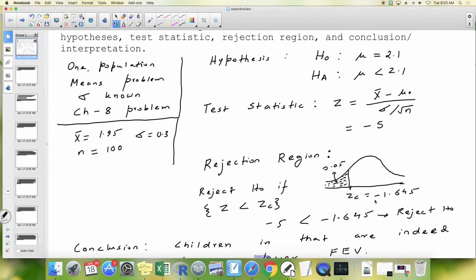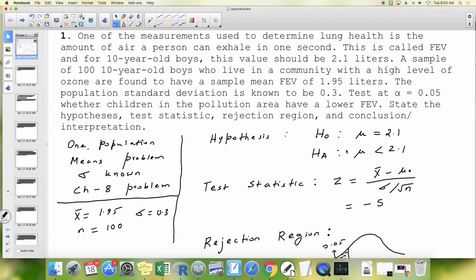I just rejected H naught, and that means I accepted HA. HA tells me mu less than 2.1. That means the children have a lower FEV on average.